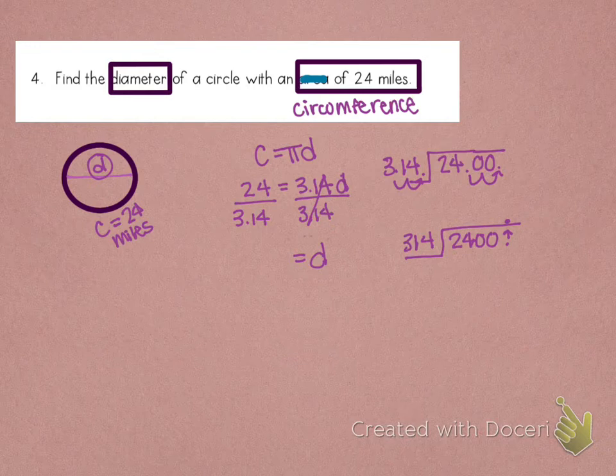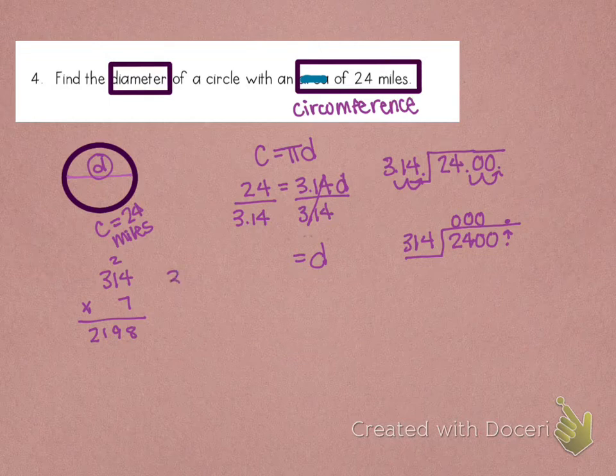Okay, so 314 does not go into 2, it does not go into 24, and it doesn't go into 240. So we need to go off to the side and say 314 times, I think 8 might be too much, so let's try 7. So 4 times 7 is 28. 7 times 1 is 7 plus 2 is 9. And then 7 times 3 is 21.